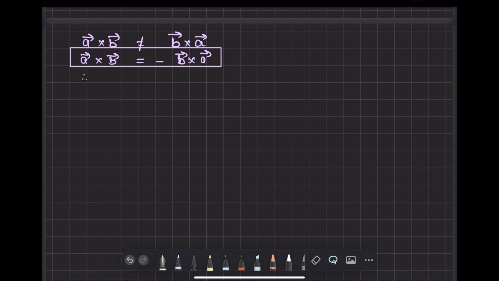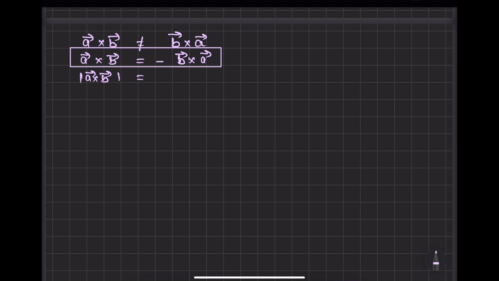Although if you focus on the magnitude of the cross product, the magnitude of a cross b equals the magnitude of b cross a. So the magnitude will be the same. So this is correct.